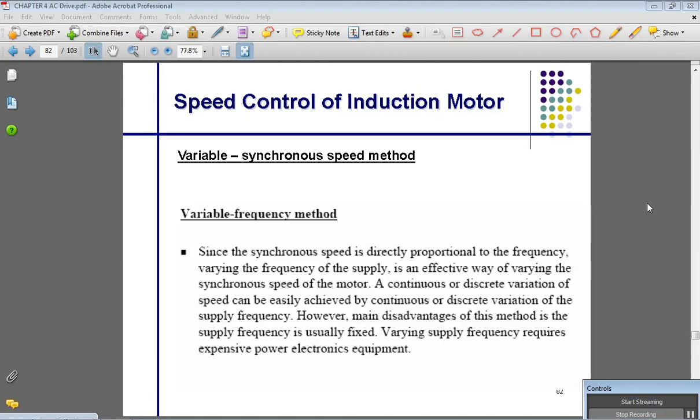However, the main disadvantage of this method is that the supply frequency is usually fixed. So this is the 50 Hz frequency supply from the TNB. Varying the supply frequency requires expensive power electronics equipment. Maybe this statement was true a long time ago, but now it may not be too expensive anymore because a lot of companies have developed this system.